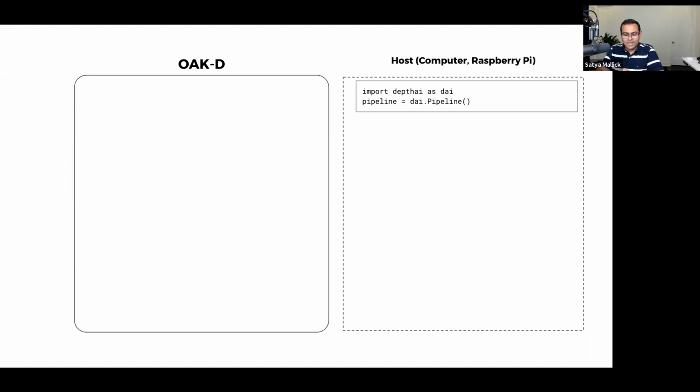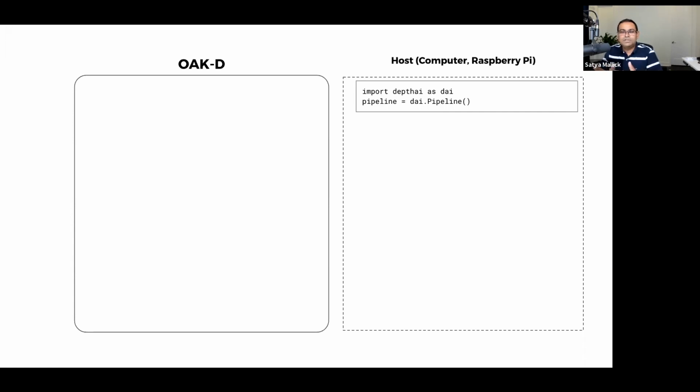All right. So the first thing is to build a pipeline. What is a pipeline? A pipeline is nothing but a collection of nodes. And a node is essentially an entity with an input, an output, and some configurable parameters. For example, the left camera is a node, which has an output. It outputs the left camera frame. Similarly, the right camera is also a node. The RGB camera is a node. The left camera and the right camera can combine into another node called the stereo depth node.